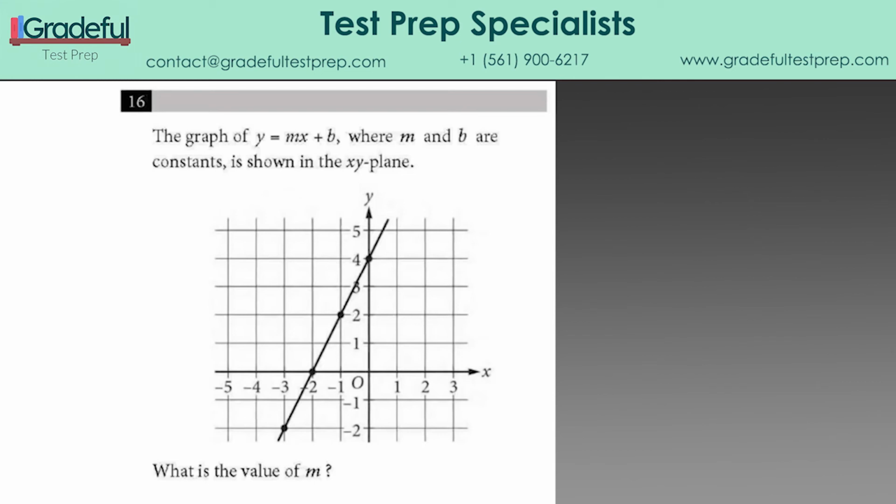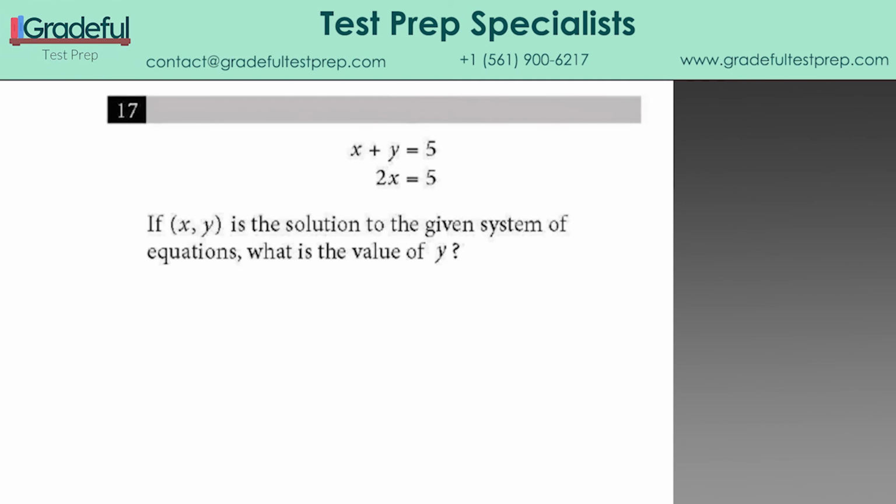Now we're going to question 16. We have a y equals mx plus b. M is the slope, b is the y-intercept. And we're seeing that the slope, which is our rise over run, as you go from left to right, is rising by 2, running by 1. And so the slope is simply 2. And question number 16 is that easy. Now going to question 17.